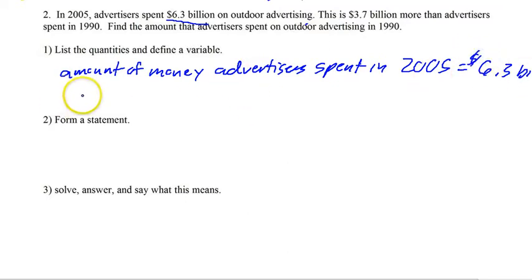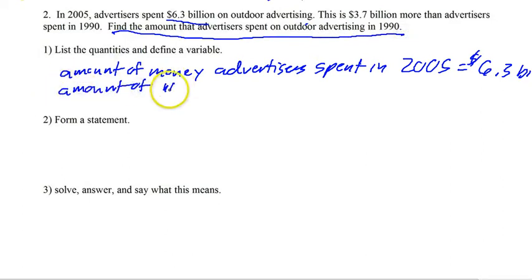And then it says this is $3.7 billion more than advertisers spent in 1990. It says find the amount, that's our question, that advertisers spent on advertising in 1990. So we also need the amount of money advertisers spent in 1990. And we don't know that. That's what it's asking us to find. If it's a question, most of the time that is our variable. Not always, but most of the time.